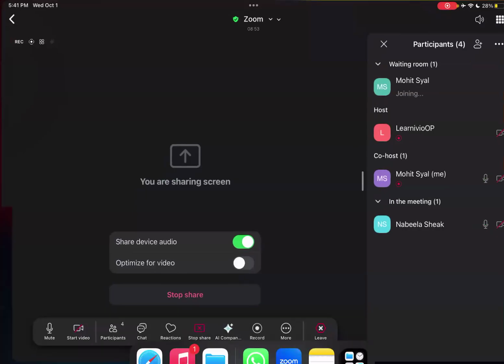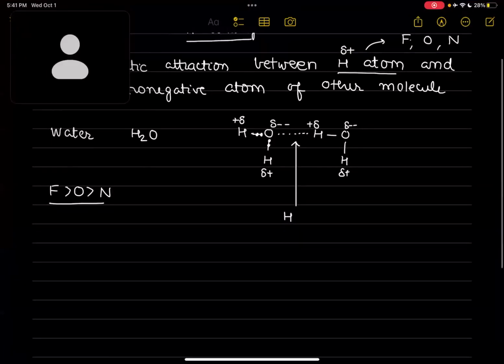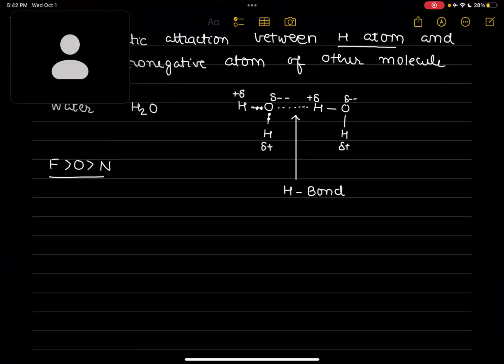Or in short, we write it as H bond. Clear? So, though this is not as strong as the covalent bond, it plays a very important role in deciding whether the molecule is going to be solid or what the boiling point is. Okay, is it clear?